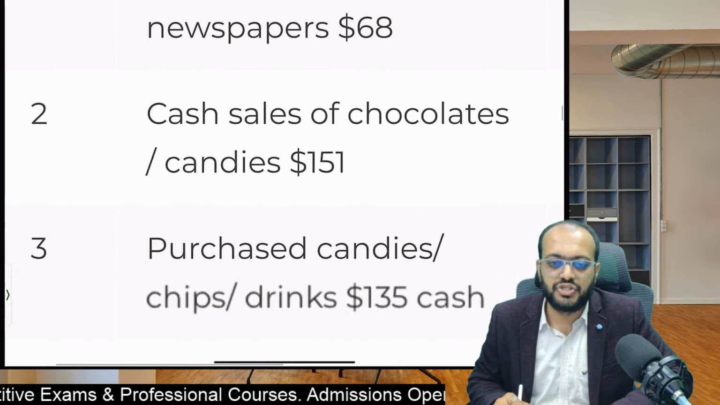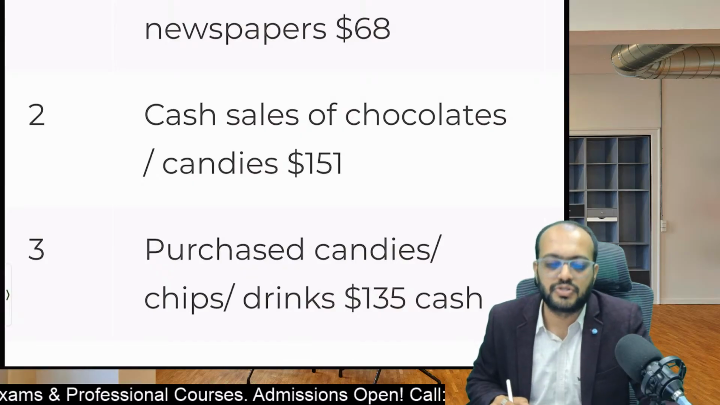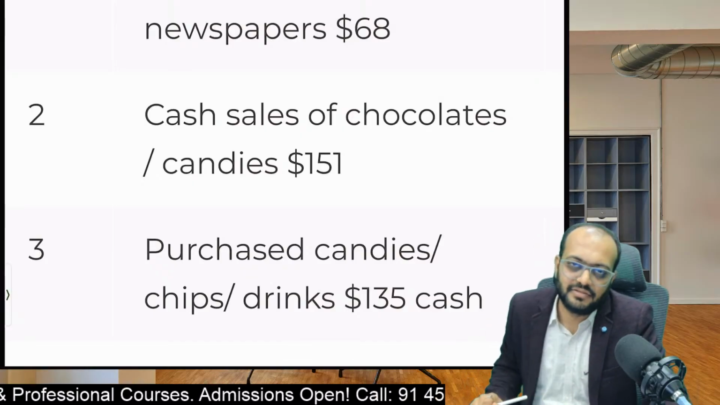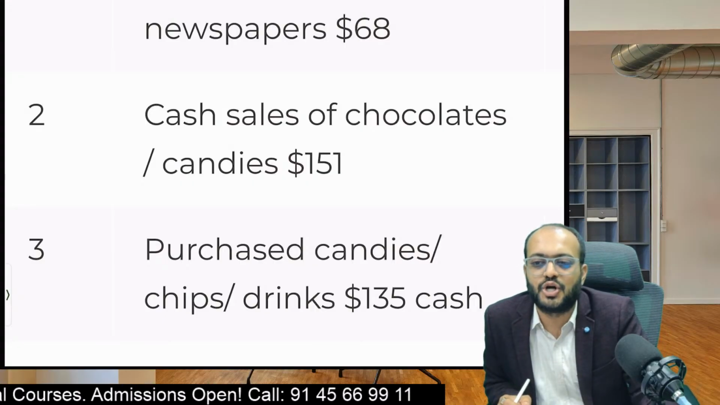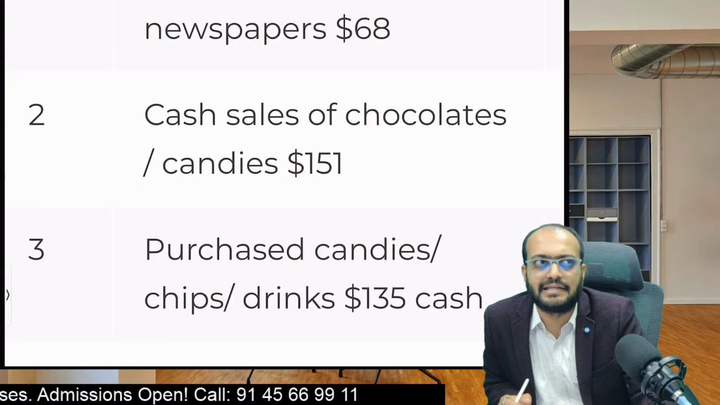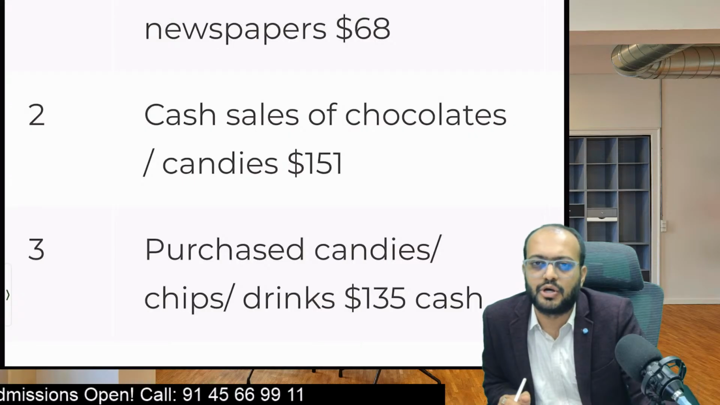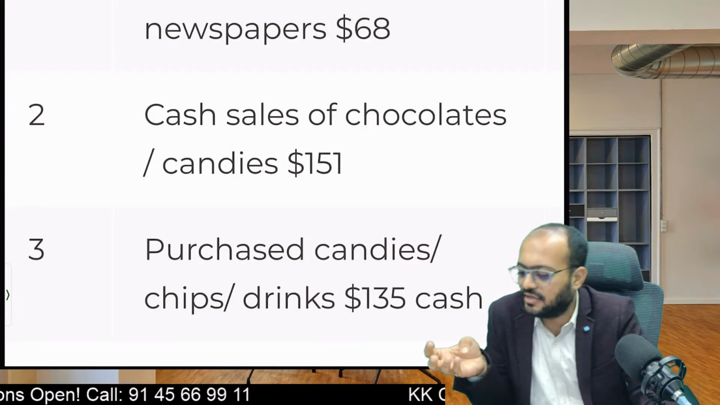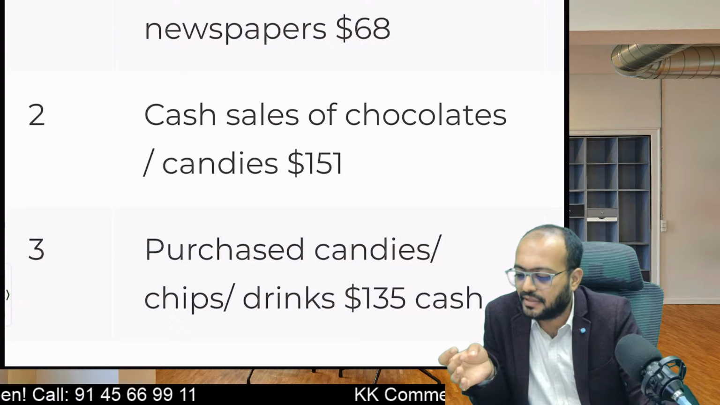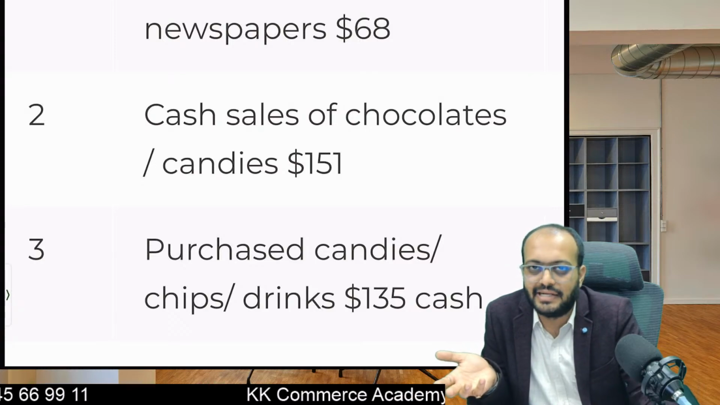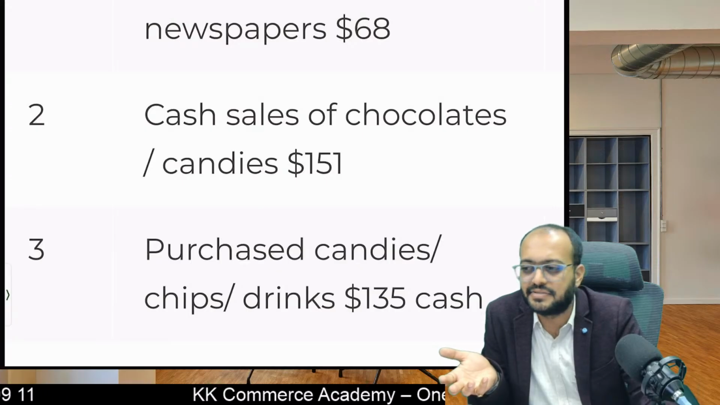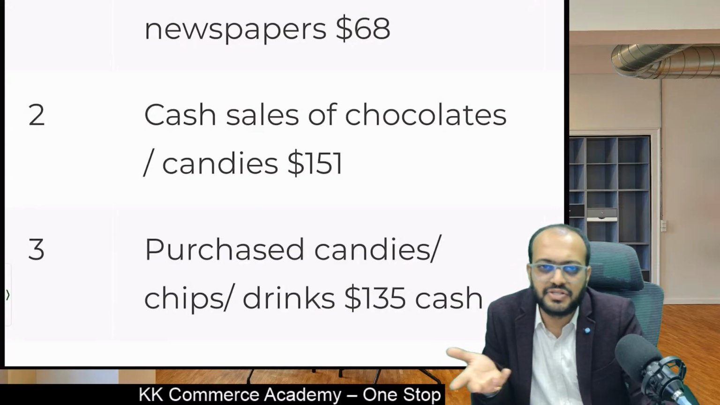Next, purchased candies, chips or drinks, $135. So students, of course these are goods. If we are a news agent, just imagine a newspaper shop just beside either a railway station or bus stop, so definitely you will get these things. You will get newspaper, magazine, water bottles, candies, chocolates, even biscuit packets. These are the things which we can get, right?